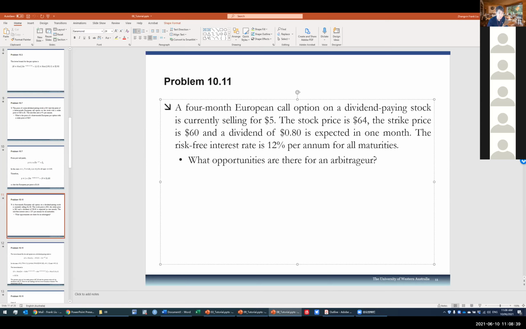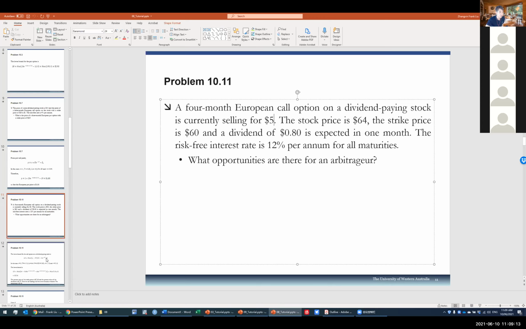And here the stock price is 64. The premium is $5. That means you're not going to be looking at the upper bound. Why? Because the upper bound says the call option premium cannot be greater than the stock price at the moment. It kind of makes sense, because an option gives you the right, but not the obligation, to buy the underlying asset. Why would you want to pay more than the asset to acquire such a right? So in this case, we're not dealing with the upper boundary. That means we're dealing with the lower boundary.